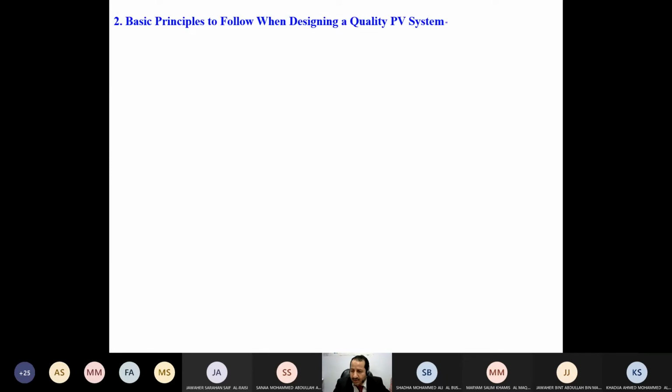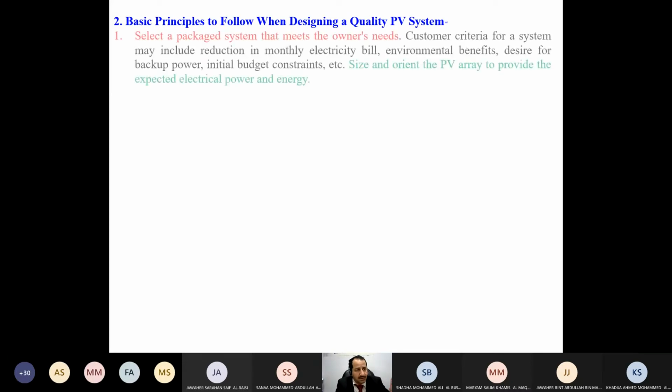Now, there is a general question we always receive from people asking, if I want to install a solar PV system for my house, how much energy do I need, how many collectors, and so on. Actually, this is a general question, but you cannot answer it directly without knowing some information. The steps to install a PV system, I will mention here as follows.